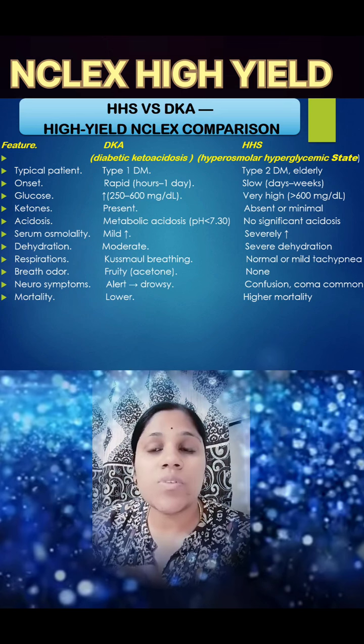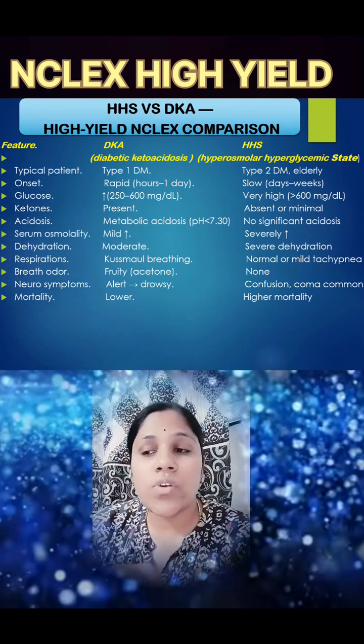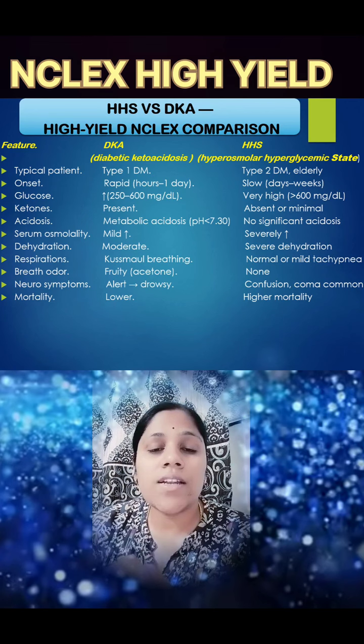In case of neuro symptoms, in DKA the patient may vary from alert to drowsy, whereas in case of HHS, the patient has confusion and may even end up in coma, which is most common in HHS. In case of mortality, the mortality in DKA is very low, but in HHS the mortality is very high.